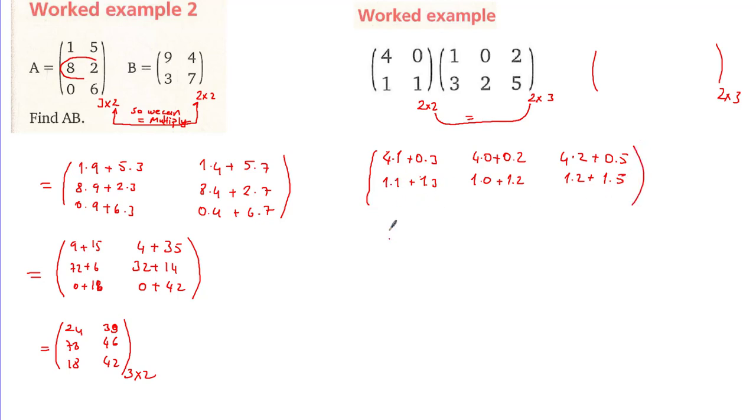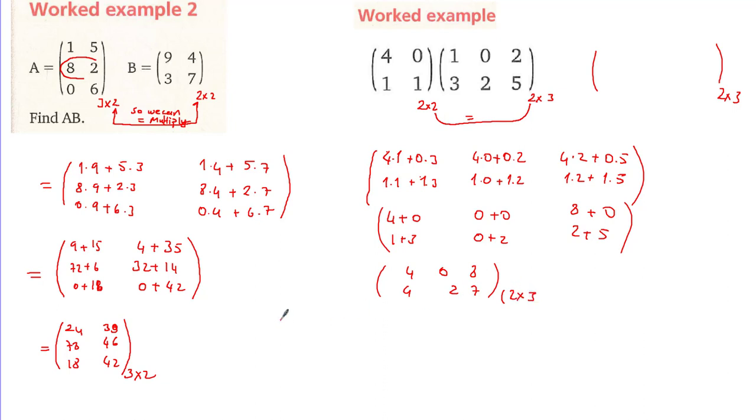And then if I add them here, 4 plus 0, 0 plus 0, 8 plus 0, 1 times 1 is 1, 1 plus 3, 0 plus 1, 0 plus 2, 2 plus 5 it's going to be. And this is the resultant matrix now: 4, 0, 8, 4, 2, and 7 it's going to be. As you see, this is a 2 by 3 matrix.